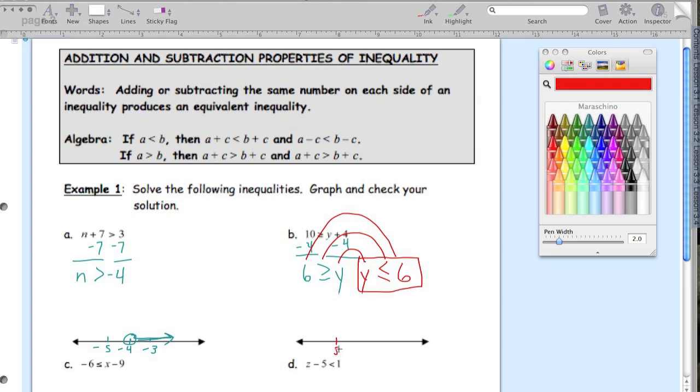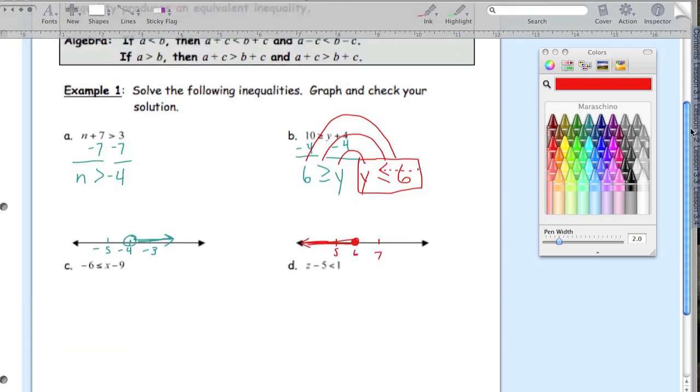So now my variable is on the left. I'm going to plot 5, 6, 7. It's a closed circle because it's less than or equal to, and we're going to shade to the left because we also want all the values less than 6. So that's why it's going to be all the ones smaller than 6.